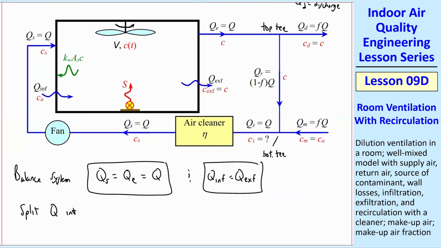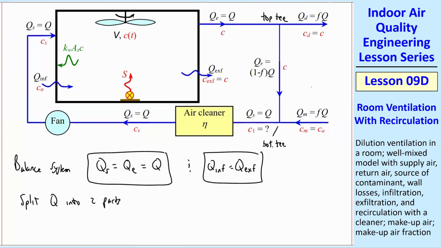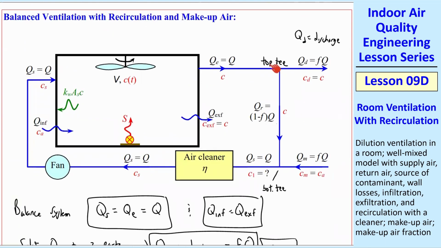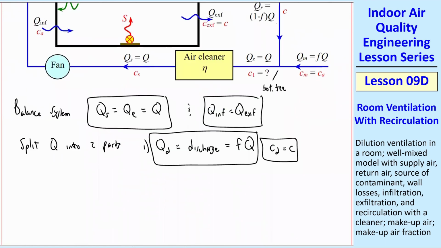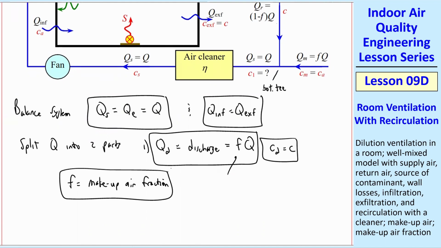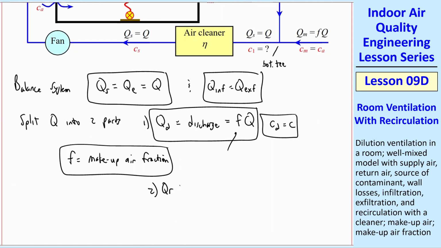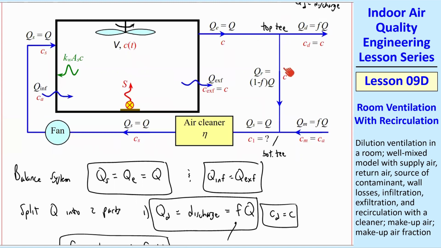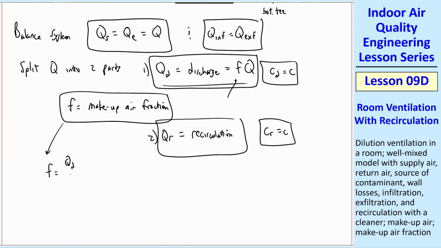We split the Q into two parts. So that's why we have these T's. On the top there, QD is the volume flow rate of discharged air, and that's equal to F times Q. CD is equal to C of the room, since it's just coming straight out of the room. This top T doesn't affect the concentration at all because you have C coming in. It splits into C going this way and C going that way. This F is called the makeup air fraction, the portion of Q that goes into QD, the discharge. The second part is QR, which we call recirculation, the volume flow rate of recirculated air. CR is equal to C because, again, we haven't done anything to the concentration by splitting it off like this. F is equal to QD over Q.